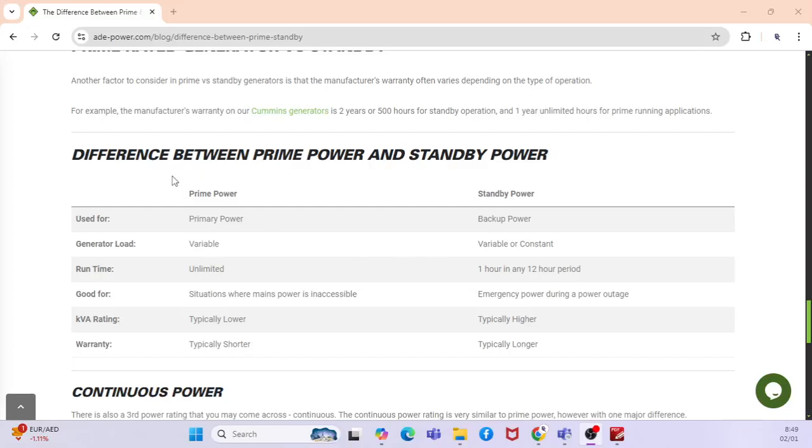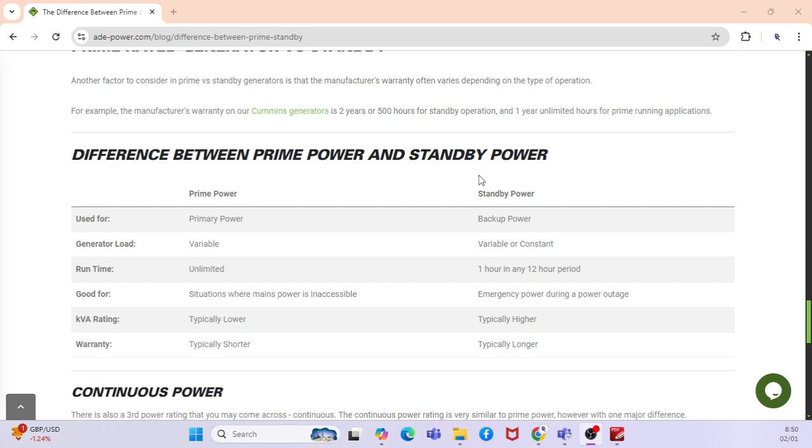We will discuss now the difference between prime power and standby power. Normally in data center or building projects, you have a backup power facility, call it a generator, right? Whenever the transformer fails or the authority power line is not able to give proper power, you use the backup power, which is a generator.